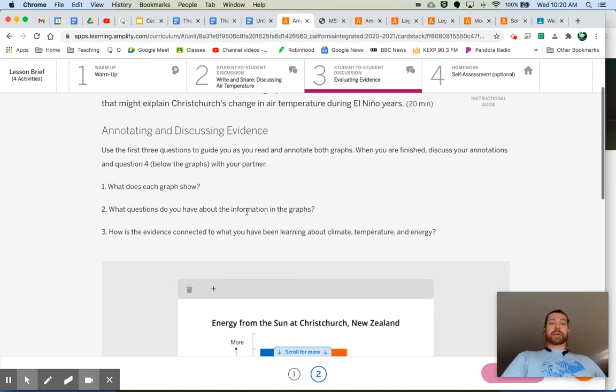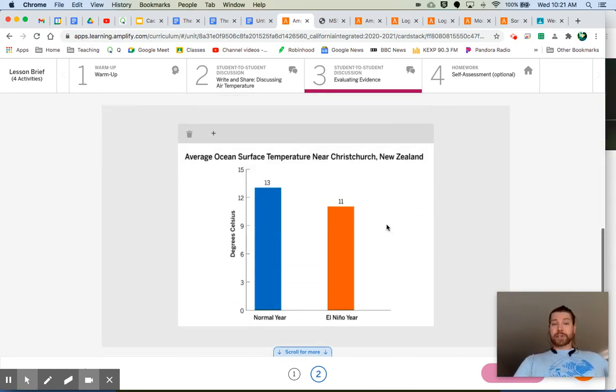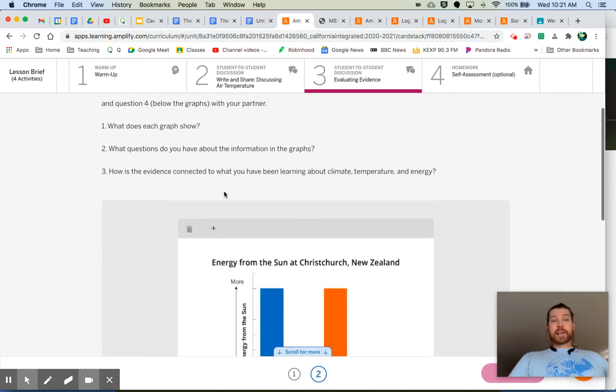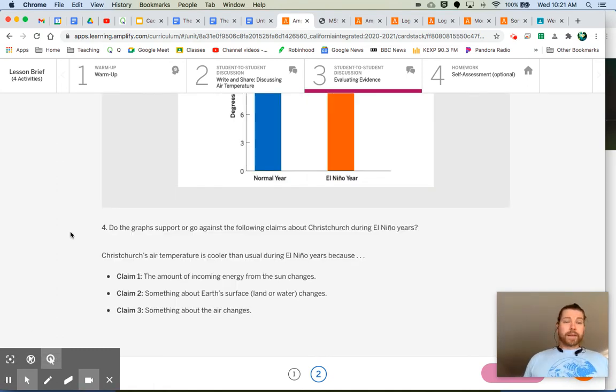What questions do you have about the information in the graphs? If you have any questions, write those down as annotations on the graphs themselves. And then lastly, how is the evidence connected to what you've been learning about climate, temperature, and energy? I'm going to go ahead and say, why don't you pause right here, take some time to look at those graphs, analyze those graphs, and then come back to me. All right.